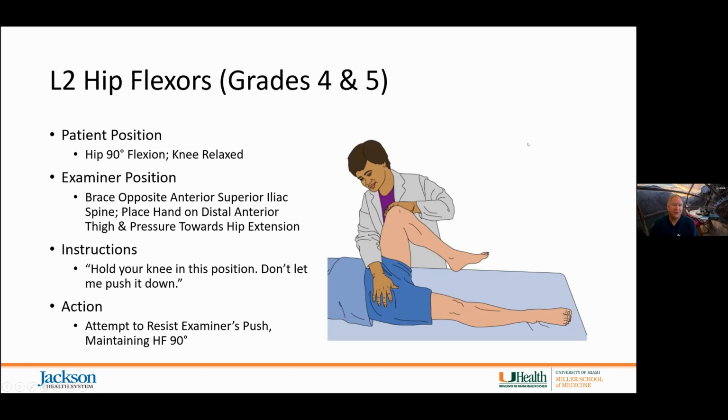Then to check for a 4 or 5, we're going to essentially ask them to hold the knee up in a flexed position. Don't let me push it down. And again, I'm going to be rating this as a 5, which is age and gender matched, or a 4 if it's less than normal strength.